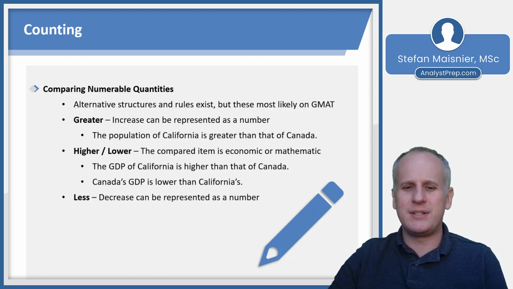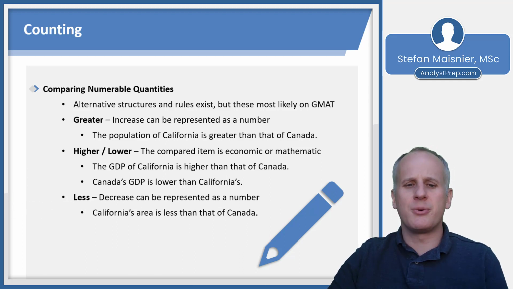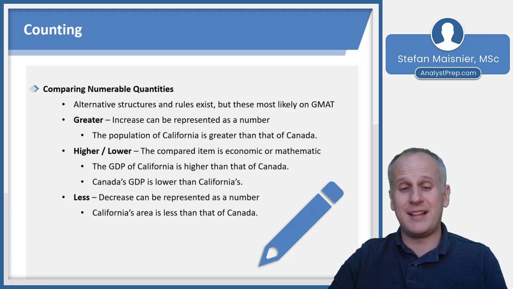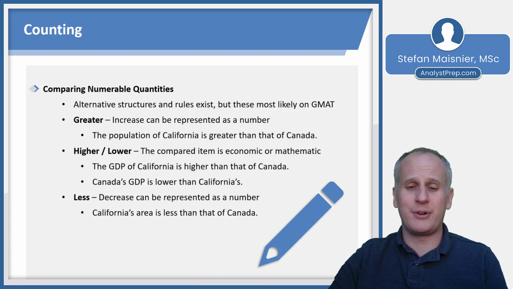Now, "less" is used when a decrease can be represented as a number. So California's area is less than that of Canada. And you could also use "lesser": California has a lesser area than Canada. Again, you could do a lot of different structures with these counting idioms, but you just have to really know what isn't acceptable.